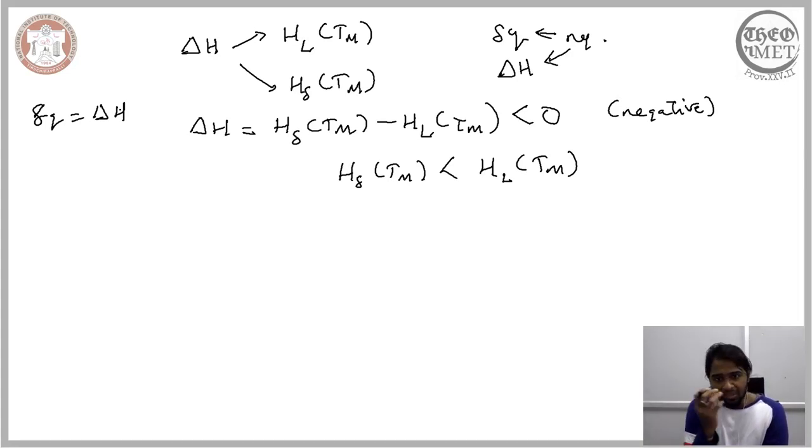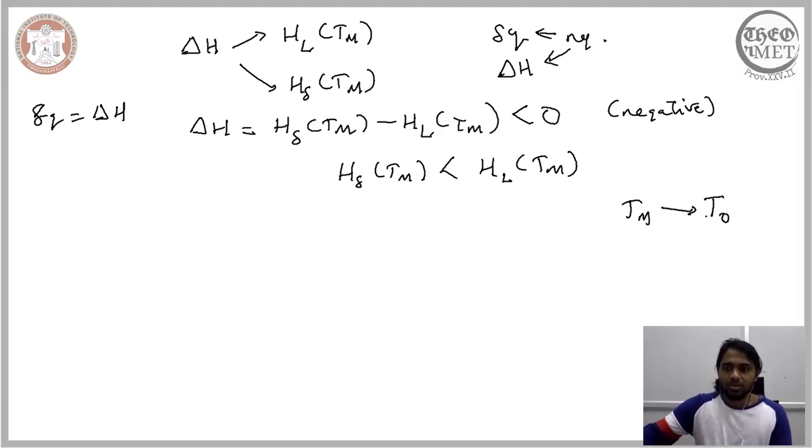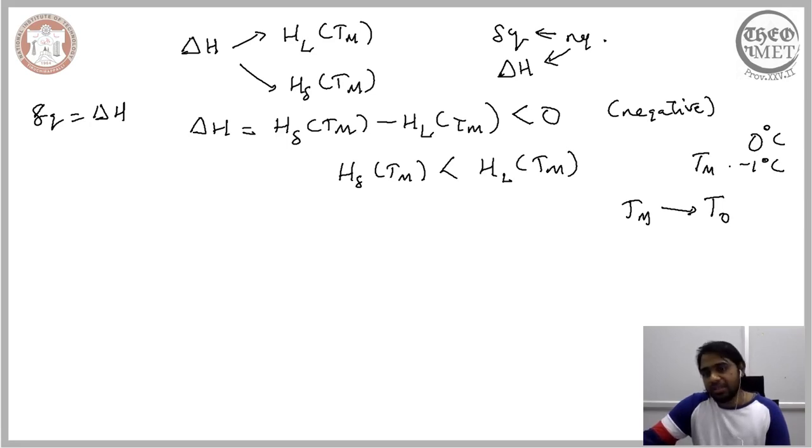Now let us assume that instead of bringing your system down just below the melting point, the system is brought well below the melting point. So from Tm we are bringing the system to well below the melting point, say T0. If we assume the melting point of ice or water is 0 degrees Celsius, initially we bring it to say -1 degree Celsius, and now we bring it to say -10 degrees Celsius.